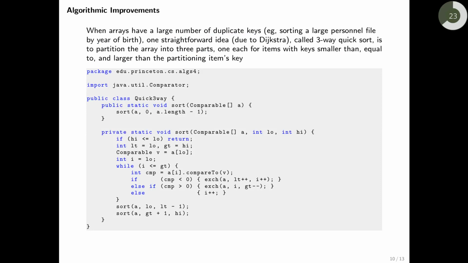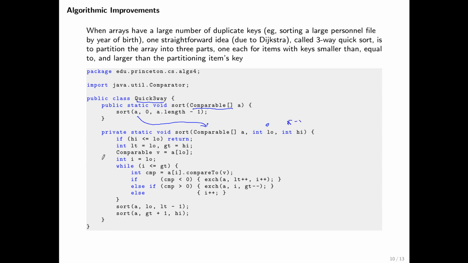And here is the implementation of this idea. It is called Quick Threeway. Okay, and it is implemented as a public sort method, which makes use of this private sort method, right? So the public sort method simply takes an array of comparables and it calls the private sort method, giving it A as the first argument, 0 for low, and A.length - 1 for high. So if A has n elements, this is n - 1.